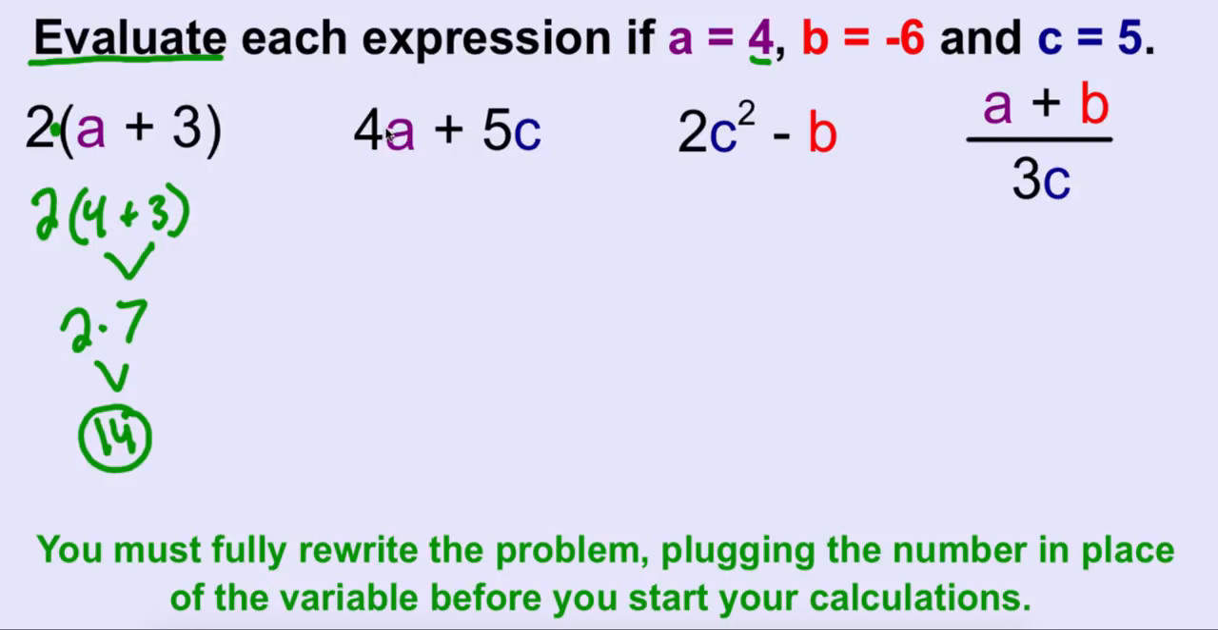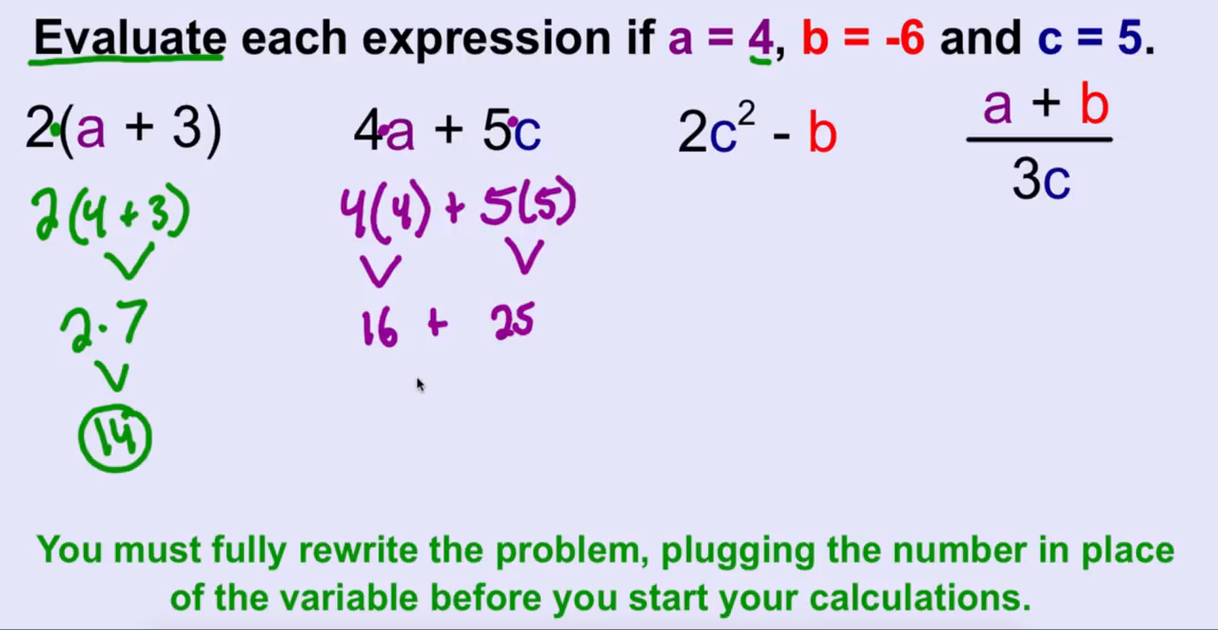Here, 4a means 4 times a, so 4 times 4, I'm going to use my parentheses to show my multiplication, plus 5c. That doesn't mean 55, it means 5 times c, which is 5. 5 times 5. Rewrite it, and now we follow order of operations. 4 times 4 is 16. 5 times 5 is 25. And then we add them together, and we get 41 for our answer. But it's step by step all the way through so somebody else could follow that work.